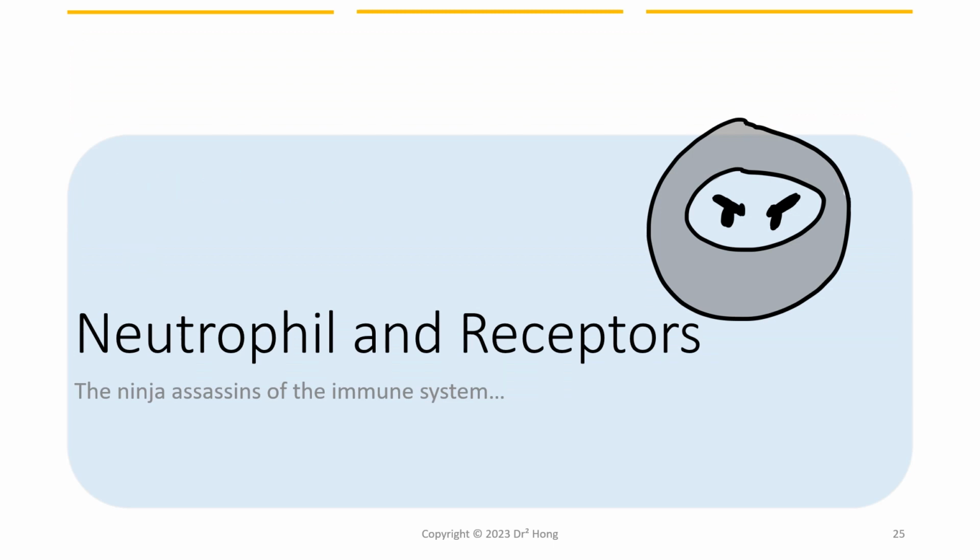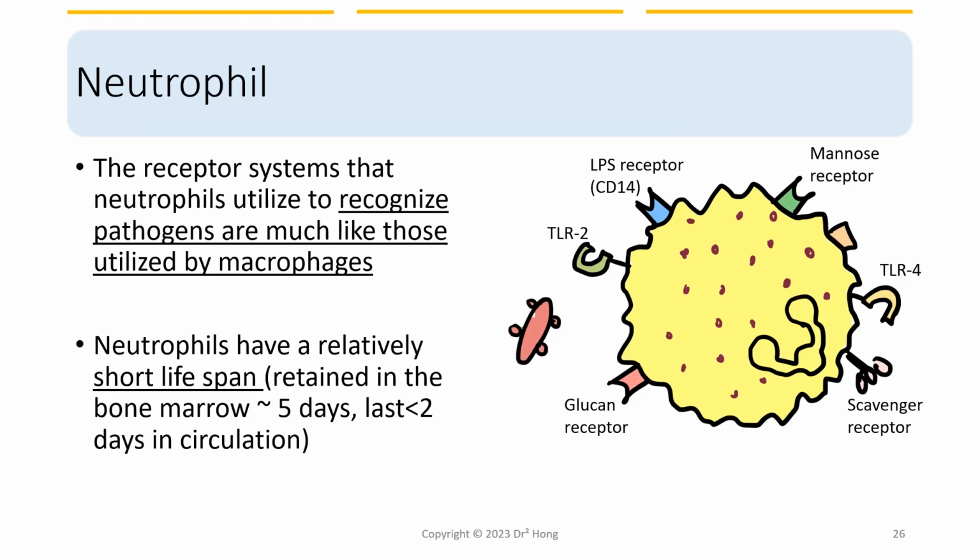Now let's look at neutrophils and their receptors. I call neutrophil the ninja assassins of the immune system, and you will find out why. Here is a graphical illustration of the neutrophils. Now notice that they bear receptors that are very similar to those that are utilized by the macrophages. And neutrophils, however, have a relatively short lifespan, about 2 days in the circulations.